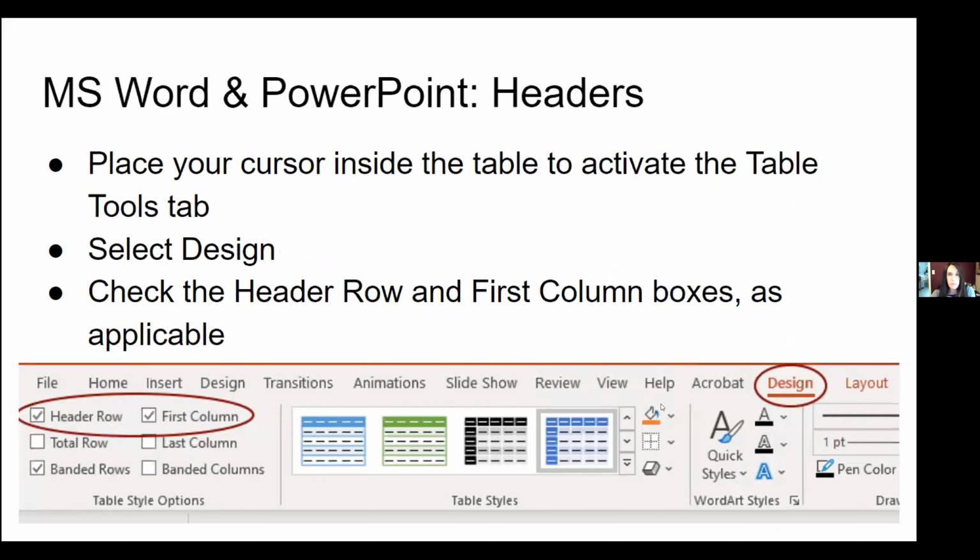So again, sticking with Microsoft Word and PowerPoint, we're going to define the headers. You want to place the cursor inside the table, and this will activate what's called the Table Tools tab, which pops up over on the right-hand side of the navigation ribbon. Under the Table Tools tab, you want to select Design, and then way back over on the left-hand side, you'll see the checkboxes for the header row and the first column. You can check those as appropriate for your table. You need to have at least one of those checked to define the headers within the table.